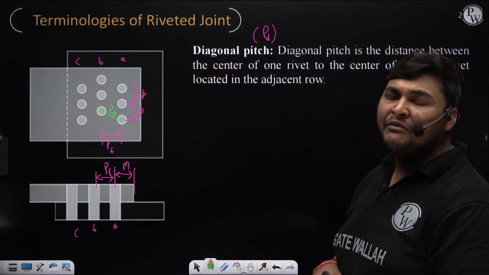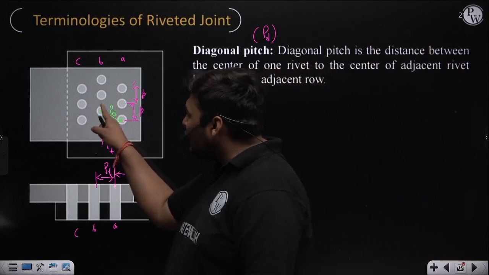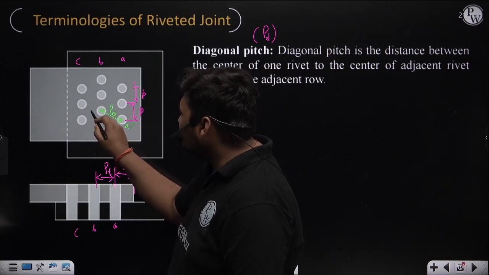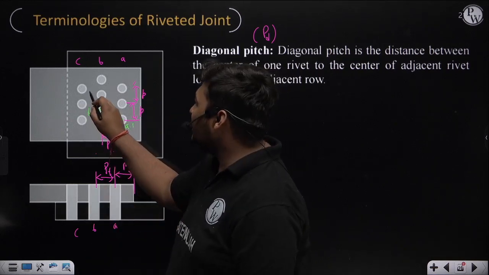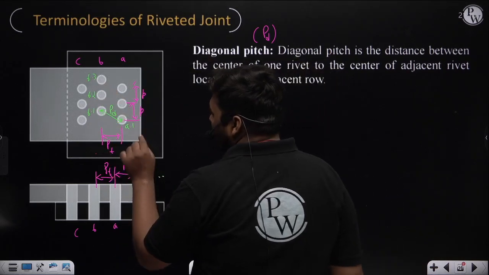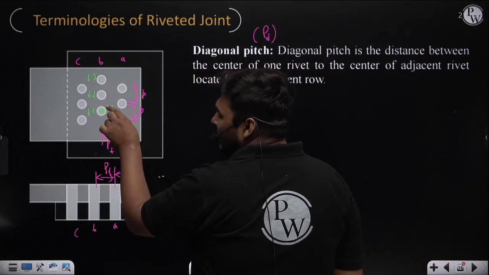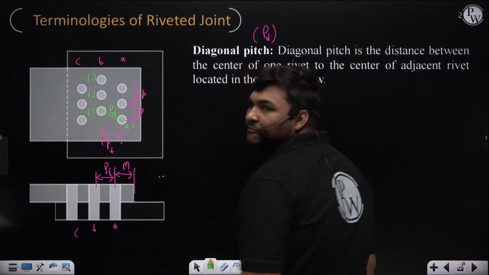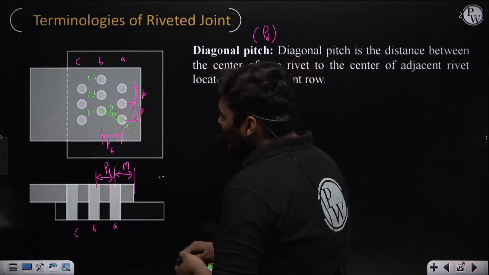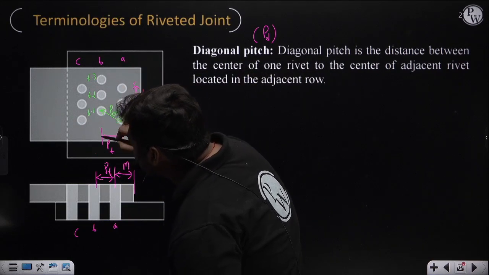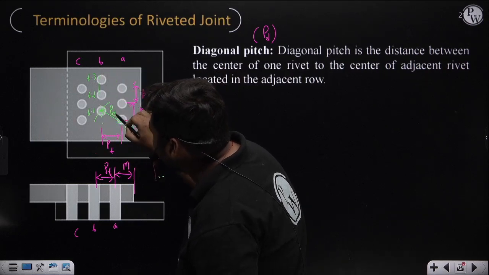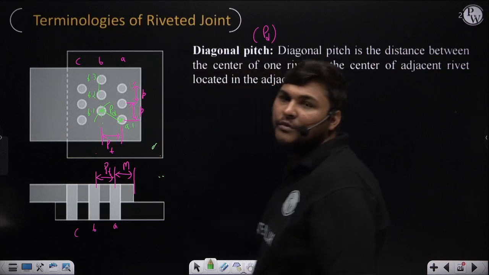Now how will we place the rivets of row B? For that, first we need to find the location of the first rivet. Suppose this is A1, the first rivet of row A. This is B1, the first rivet of row B. This is B2 and this is B3. So how will we place B1? From the center line of A1, I will draw an arc of radius PD, because the diagonal pitch is PD. Then I will draw a vertical line after PT distance, because the transverse pitch is PT. The intersection of this line and this arc of radius PD will give the location of the first rivet of row B, that is B1.